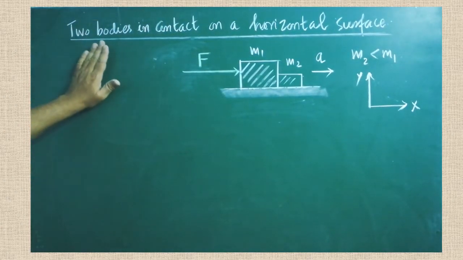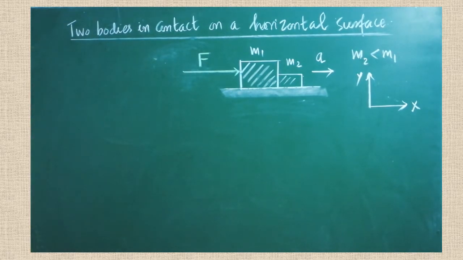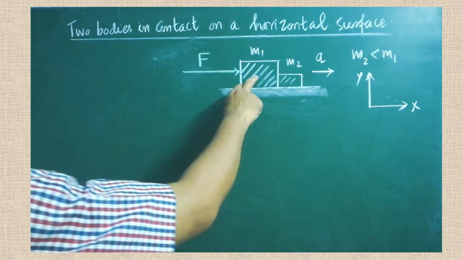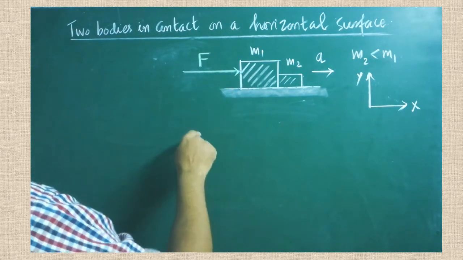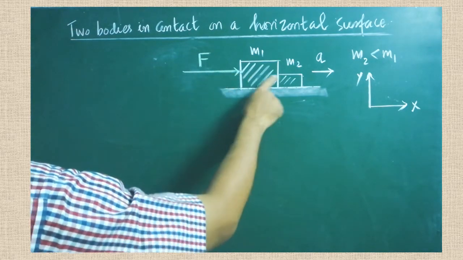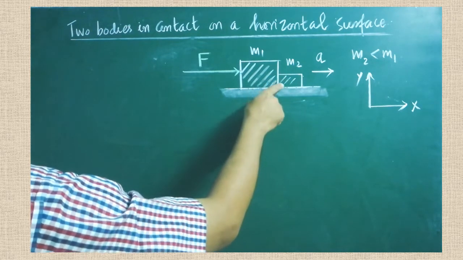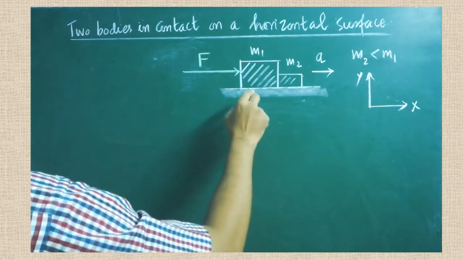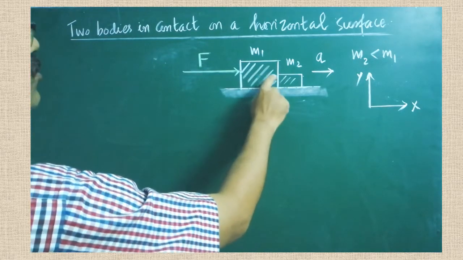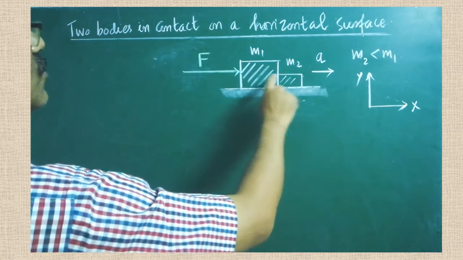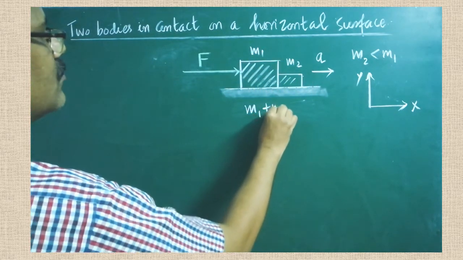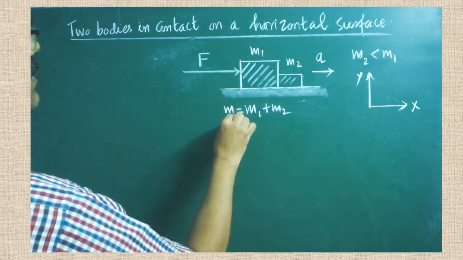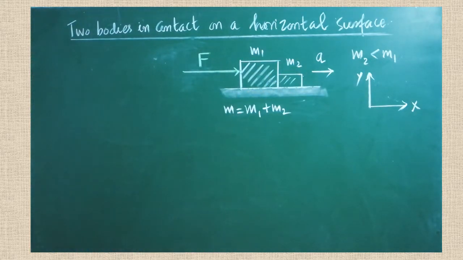Today we are going to learn about the topic of two bodies in contact on a horizontal surface. Look at the two masses, named M1 and M2, on which we are applying the external force. If an external force is applied on the two bodies while they are in contact and kept on a frictionless surface, both bodies will move together after the application of force. So the total mass of the two bodies can be taken as M1 plus M2. Are you clear? The net mass of the system is M1 plus M2.